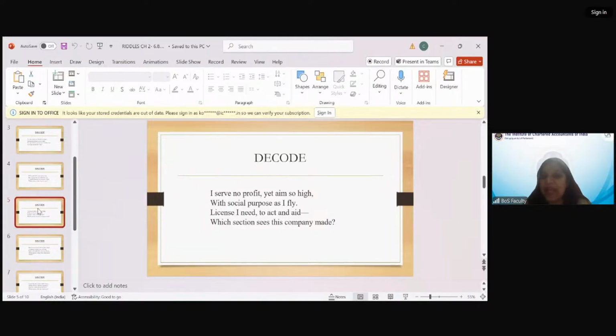I serve no profit, yet aim so high, with social purpose as I fly. License I need to act in it. Which section sees this company made? And in this case, many a time you will be referring to the company with the name of the section.